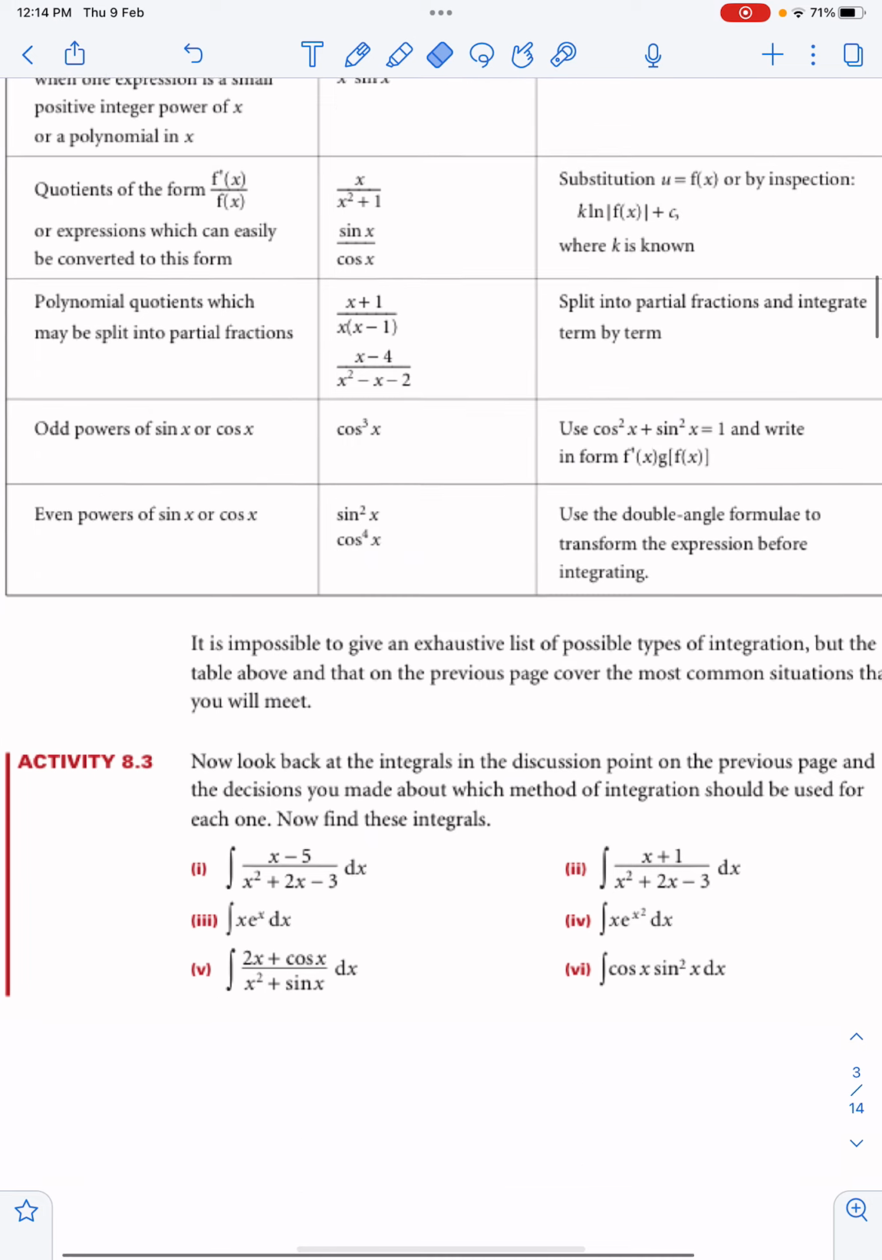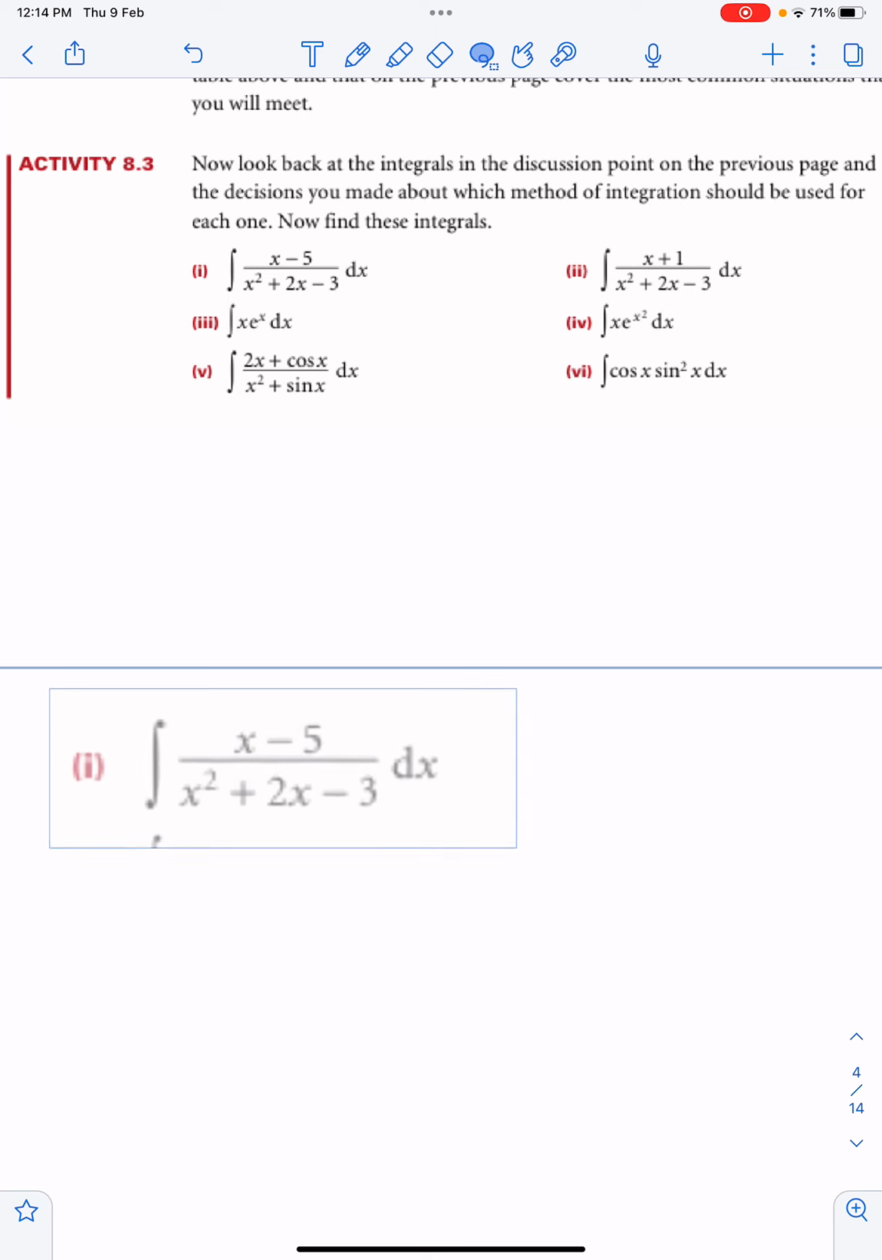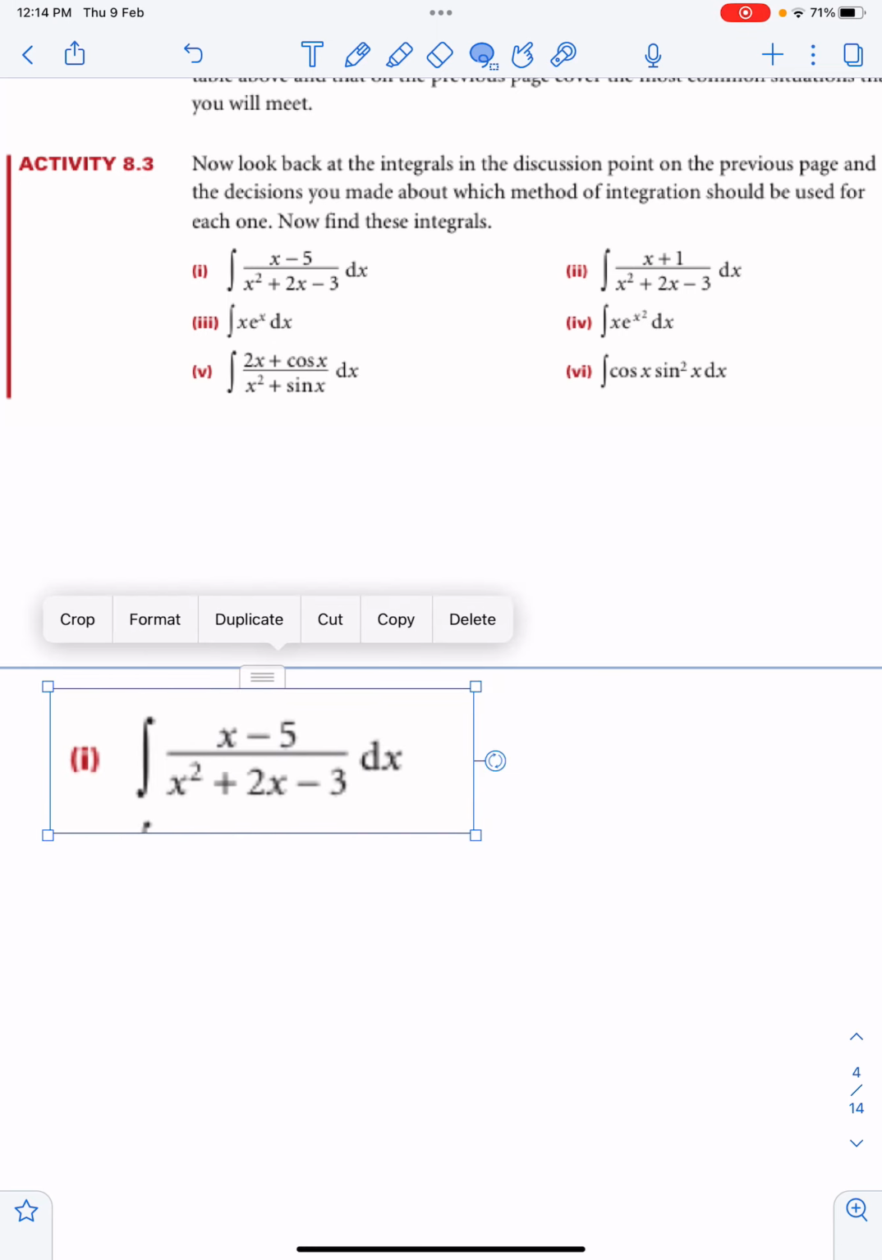Okay, let's do these questions today. And the first one, that means after learning all the different methods of integration, it's up to us, and it depends on how much we practice, that by looking at the question we should be able to find out which method we should use for integration.